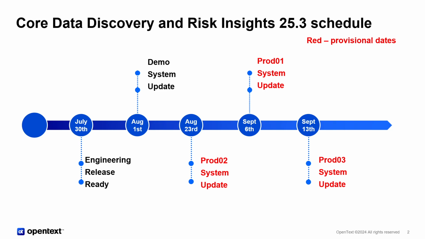But as you can see, the production system Prod 02 has been updated, and Prod 01 and Prod 03 are scheduled updates. This is a cloud-only release. The next release, 25.4, will be a cloud and on-premise release.